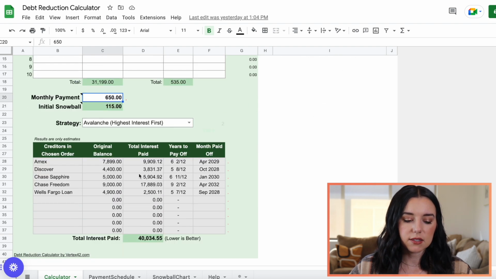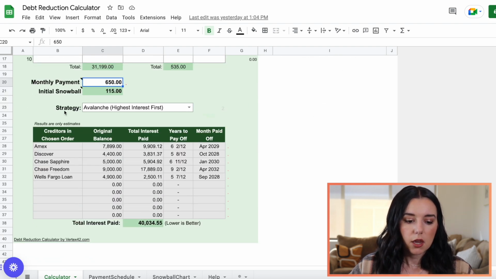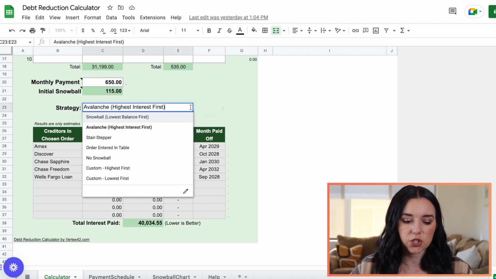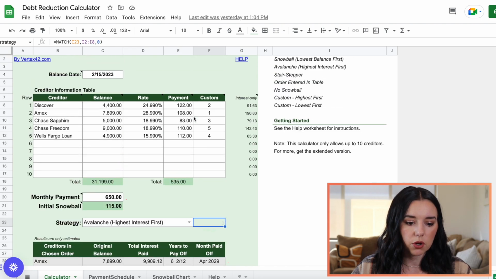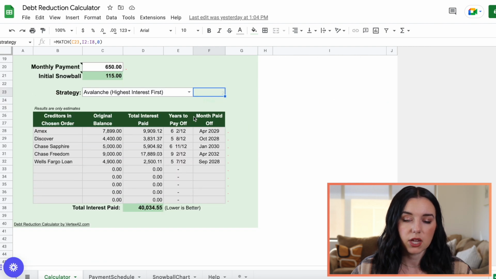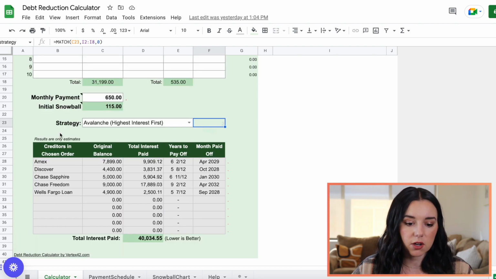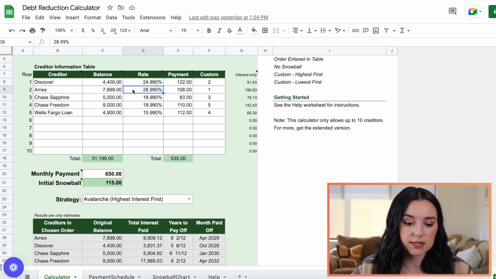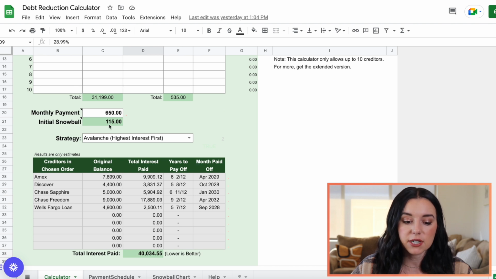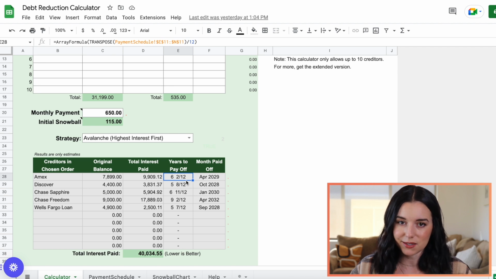And what's cool about this is if you scroll down here to the bottom, you can hand select which strategy you want to use. Now, the avalanche method is focused on that highest interest first. So if we were to go ahead and talk about paying off today, what that plan looks like, then we would be starting with the Amex card first, because if you see here, Amex has the highest interest rate of 28.99%. Now, with an extra $115, it's going to take you 6 years and 2 months to pay off.